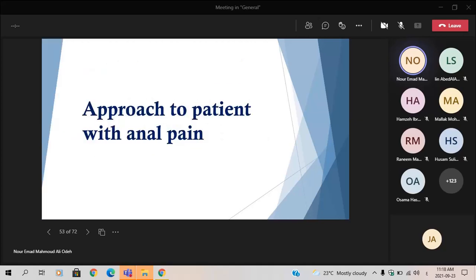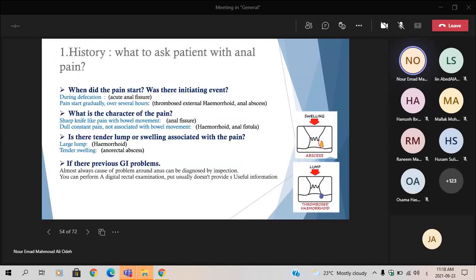What is the approach to the patient with anal pain? First of all, if someone comes with pain, we need to give a painkiller. Then we will start with history taking. If he says it's pain with defecation, it's mainly a fissure. If he says his pain started gradually and lasted several days, it may be a thrombosed external hemorrhoid or anal abscess.